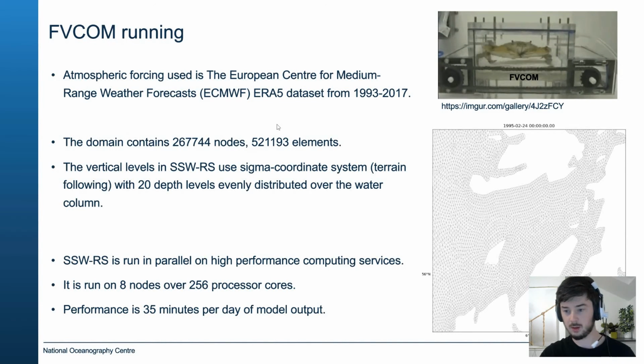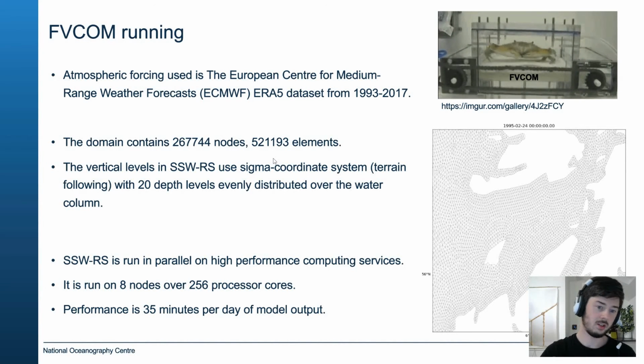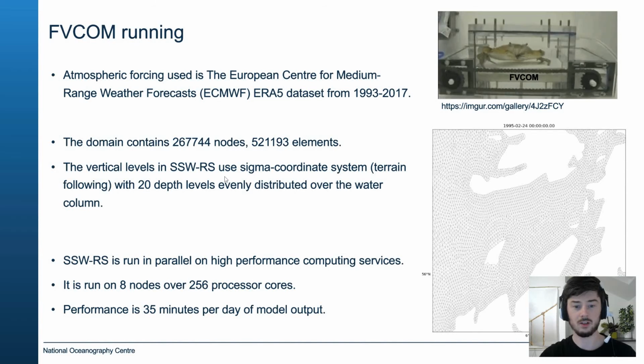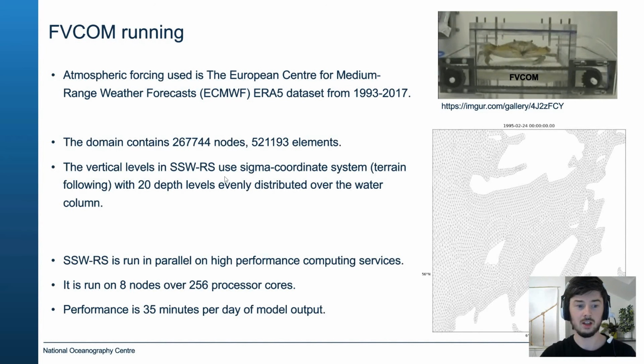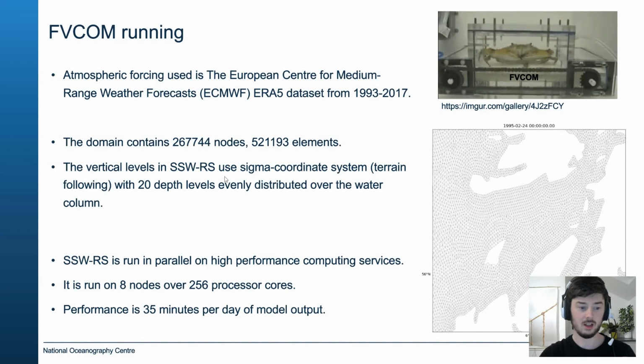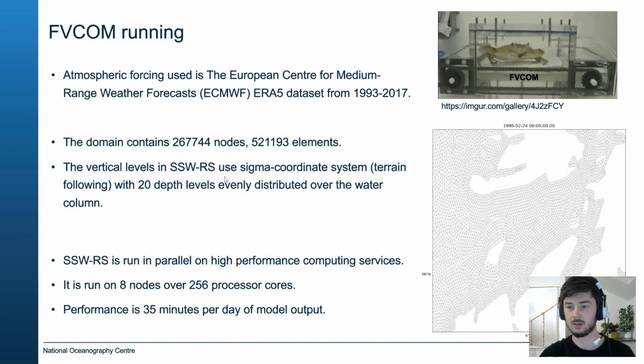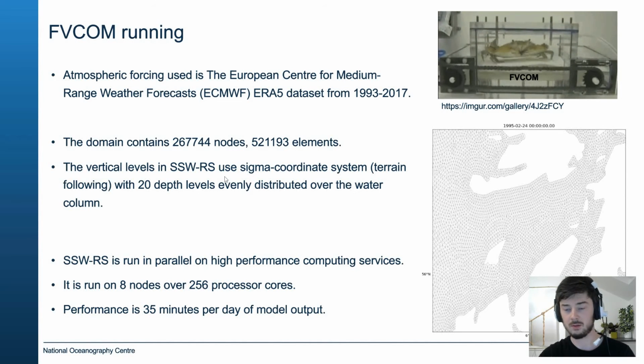I guess some facts about the grid is that it's got 267,000 nodes and 521,000 elements. The vertical levels are sigma, terrain following, and we've got 20 depth levels that are distributed evenly over the water column. The SSW-RS is run in parallel on high-performance computing services, and it is running on 8 nodes over 256 processor cores. The performance we're getting is 35 minutes per day of model output.